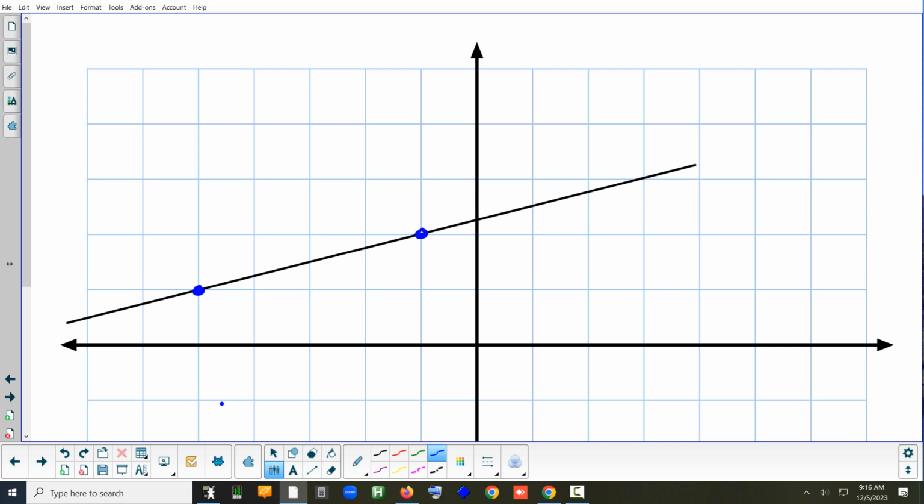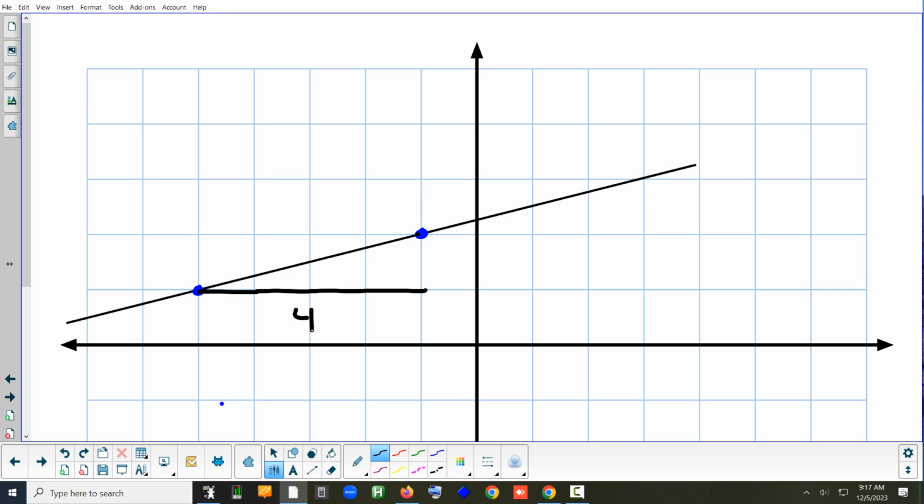Okay, so now to measure the steepness, what we do is we count how many left and right we go, and then how many up and down we go. So let's start going from this point to this point. How many to the right do I have to go? 2, 3, 4. Okay, so that one was 4.